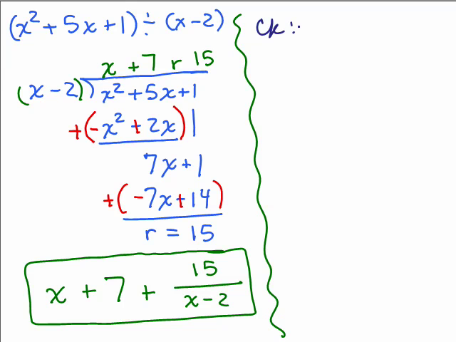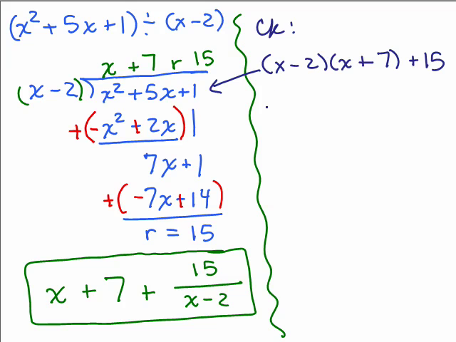Check. Normally when you check, you multiply your answer times what you divided by and add your remainder. That's exactly what we're going to do. So we take what we're dividing by, the x minus 2, and multiply it by this x plus 7. So we have x minus 2 times x plus 7, and then we're going to have to add 15. And we want to see if when we do that, we get what was underneath the division bar to begin with. So we could do the FOIL method here.